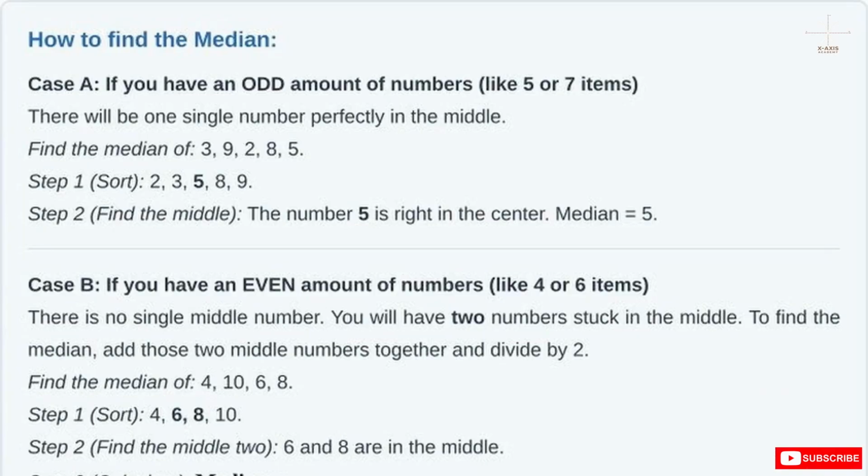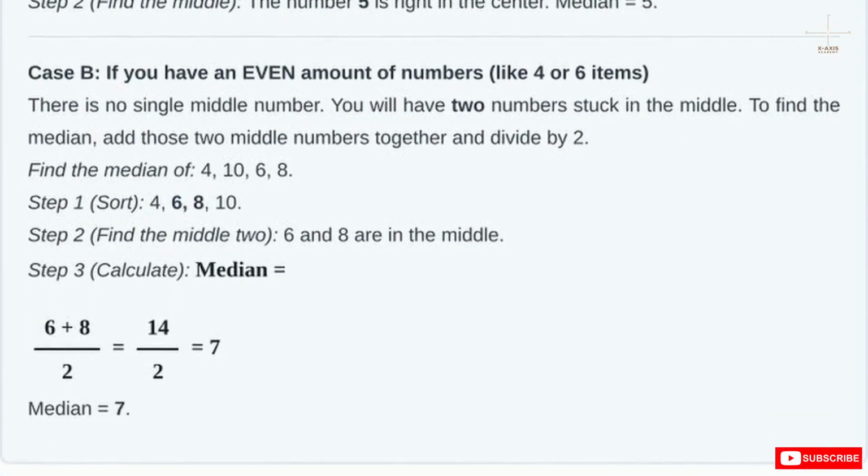If you have an odd amount of numbers, the process is straightforward. In this sorted list of 5 items, there is one single number sitting perfectly in the center. The median is 5. But what if you have an even amount? Look at this sorted list of 4, 6, 8, and 10. There is no single middle number. Instead, 6 and 8 are stuck in the center. How do you find the center between them? You calculate it by combining them. Add the 2 middle numbers to get 14 and divide by 2. The resulting median is 7.